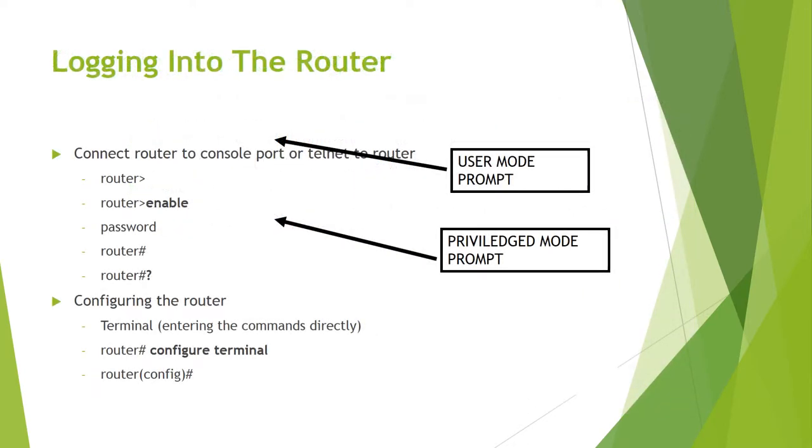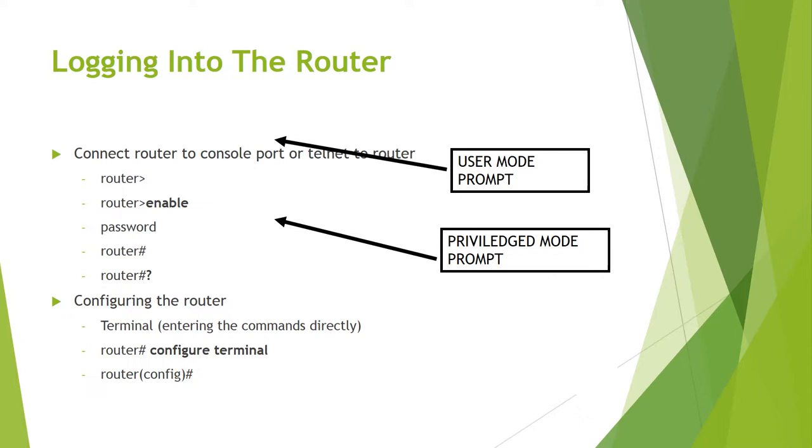Logging into the router. Connect to the router console port or telnet to the router. That can be done in user mode prompt. So the next prompt comes, router, and router enable. We will write the enable command to work in privilege mode. Enable means privilege mode prompt. Then password, router, and router question mark.